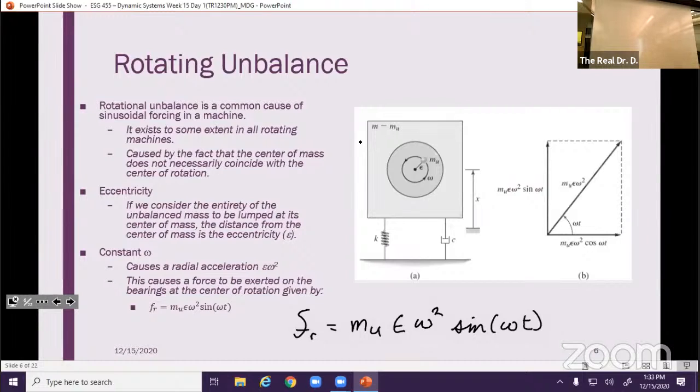Okay, so why are expensive motors better than not expensive motors? Because expensive motors have less rotating unbalance. Why? Because they have tighter tolerances. That's basically it. Okay.